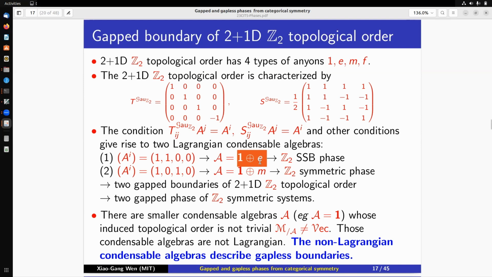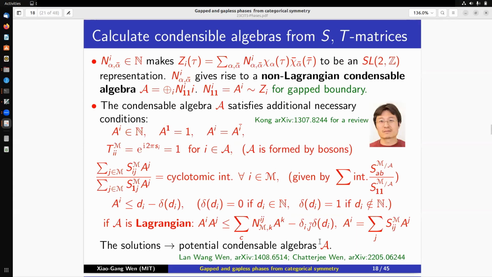If you don't condense as much, I just condense 1, so maybe no condensation, just condensing this trivial particle, that also corresponds to a boundary. And that boundary will be the gapless boundary. Okay. And so therefore this non-maximum smaller condensed algebra is called non-Lagrangian condensed algebra. This really describes a gapless boundary. So the gapless boundary is described by this partition function, again a multiple component partition function. But now it can have a tau dependence, depend on space-time shape.